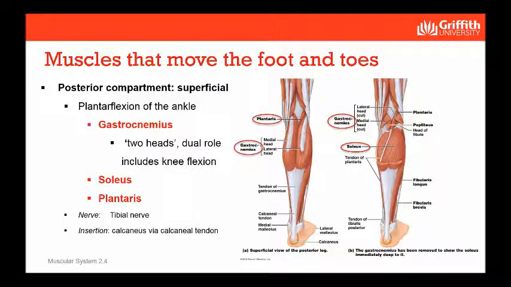All three of these superficial muscles located in the posterior compartment of the lower leg are innervated by the tibial nerve and insert into the calcaneus, or the heel, via the calcaneal tendon.